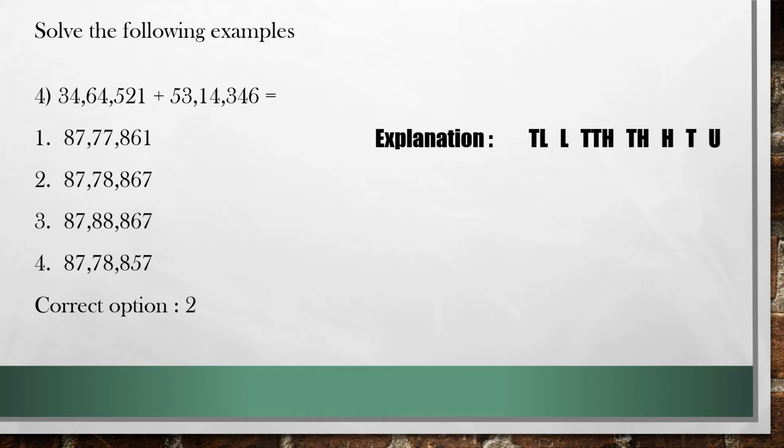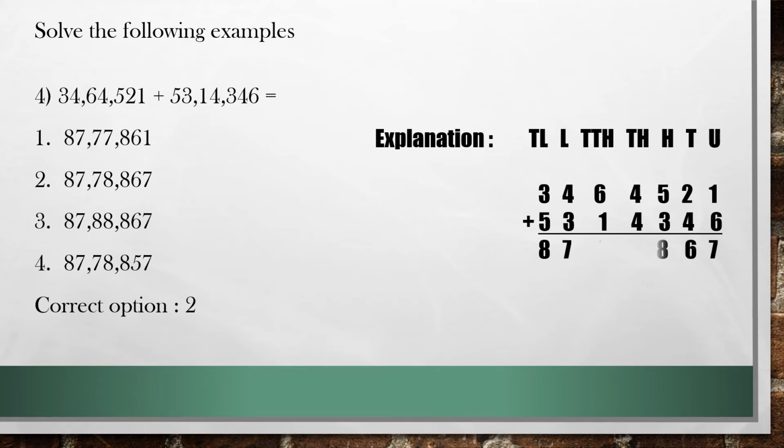I have 7 digits, so I've taken 10 lakhs, lakh, 10,000, thousand, hundred, tens and units. I will place the numbers properly, carefully, one below the other, so that there is no mistake. 3 4 6 4 5 2 1, then 5 3 1 4 3 4 6. Okay, all the numbers are properly placed. Now we will add them.